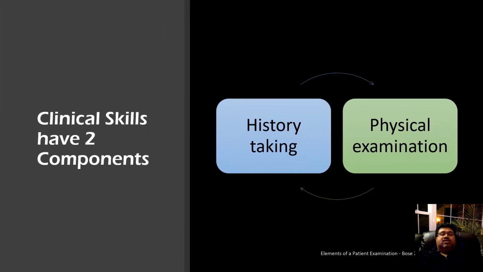The clinical skills required to do a patient examination are essentially two. Number one is the ability to take a good history. And number two is the ability to perform a thorough physical examination requisite to the patient's needs. And that is very important.